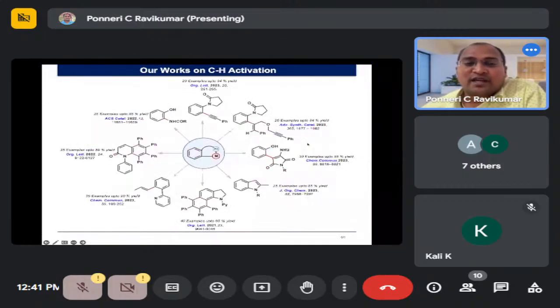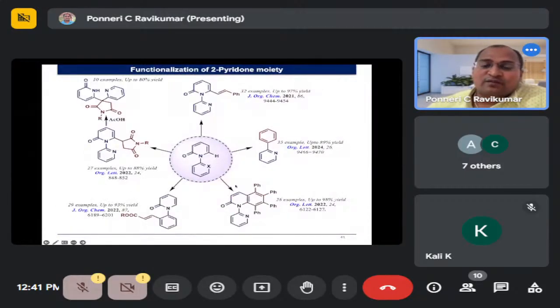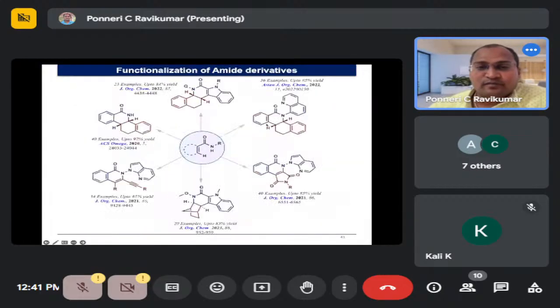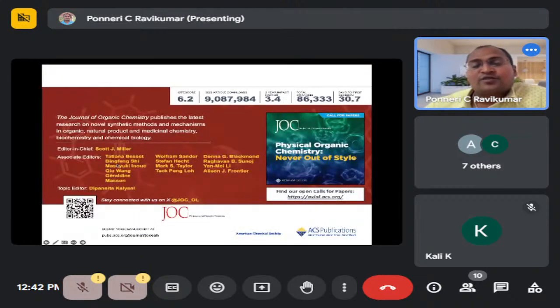So these are some of our other work on CH activation. We have done a number of heterocyclic molecules. We have done pyridone functionalization. These are the results. We have also done a lot of annulation reactions. You can see multiple ring forming compounds are also there.